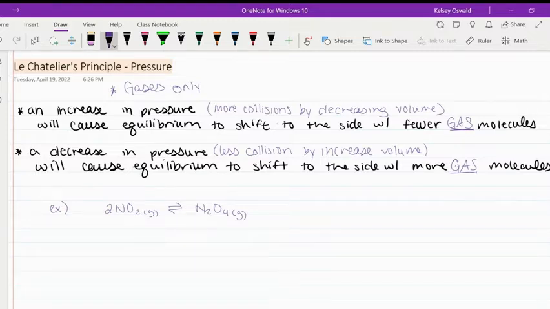to regain our original number of collisions. So if we look at this equilibrium system here, we have nitrogen dioxide in equilibrium with dinitrogen tetroxide. So for instance, if we increase the pressure, we need to determine what side has fewer moles of gas, because if we increase the pressure, we're going to want to lower the number of collisions.